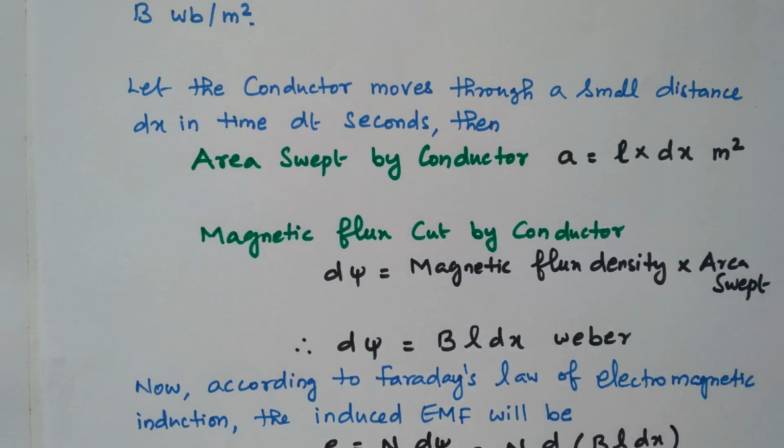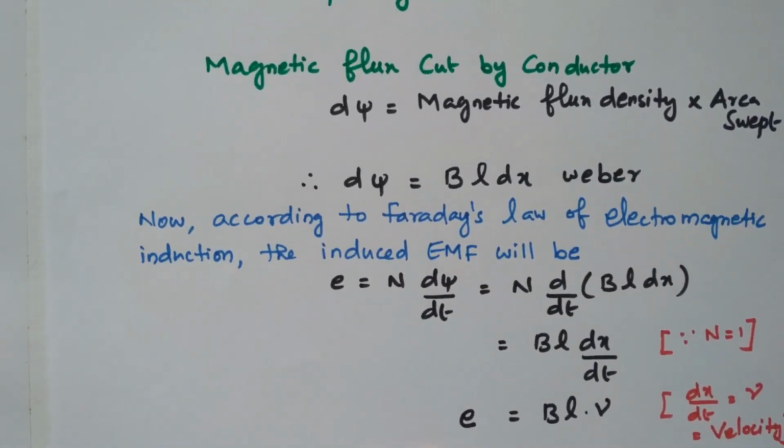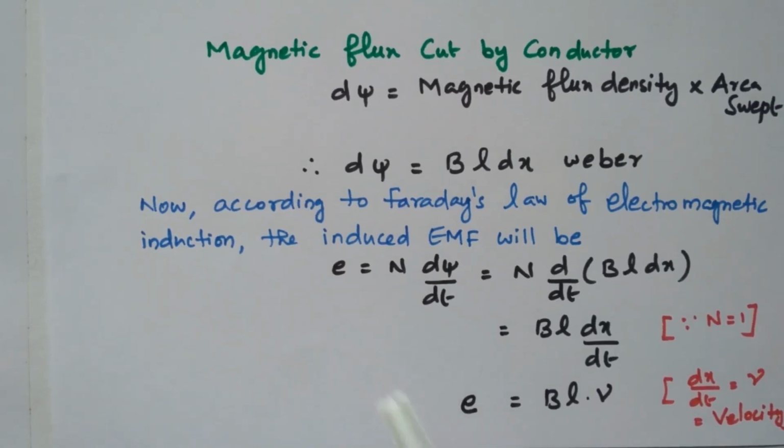So according to Faraday's law, due to rate of change of flux, the EMF is induced. So E equal to N d phi by dt. That is the expression given by Faraday's law. Now we will substitute the phi from the above equation. So N d phi by dt, phi is B L dx. So by simplification we get B L dx by dt.